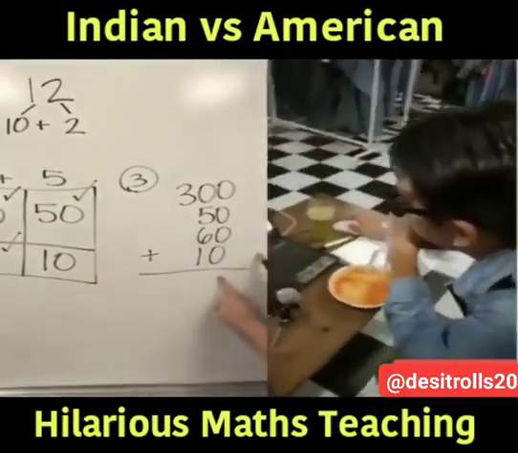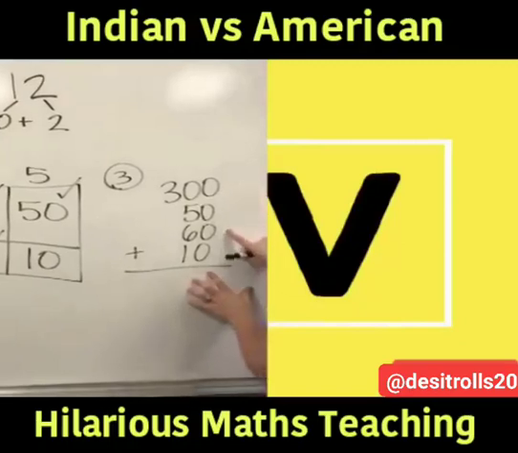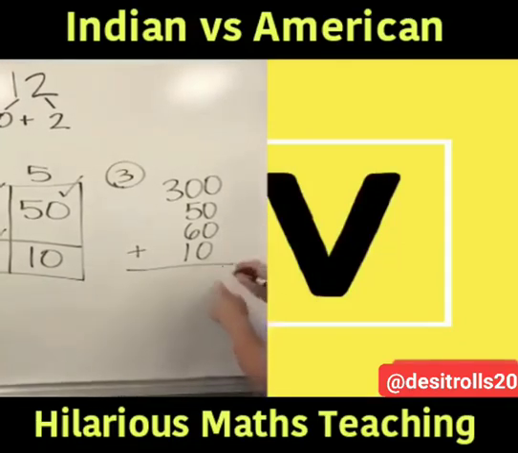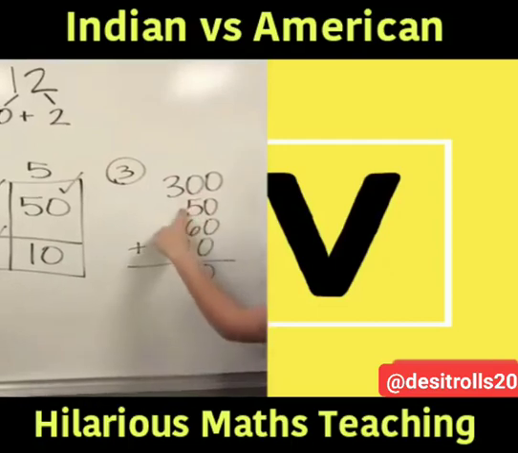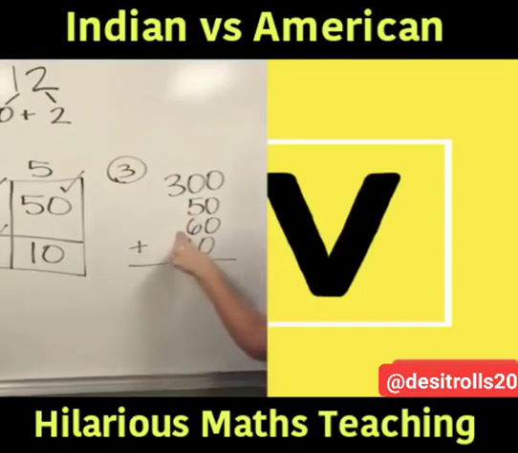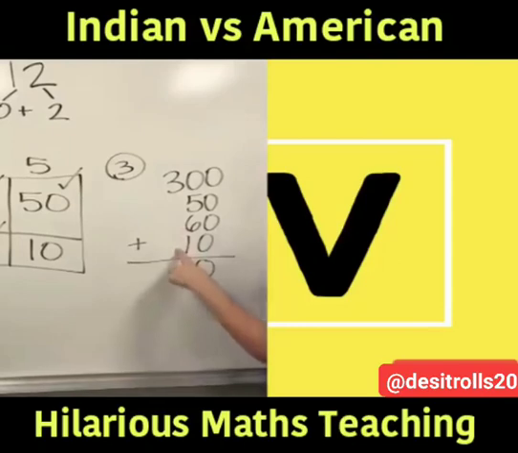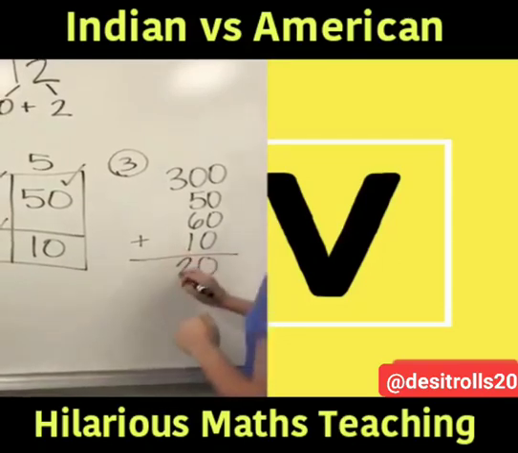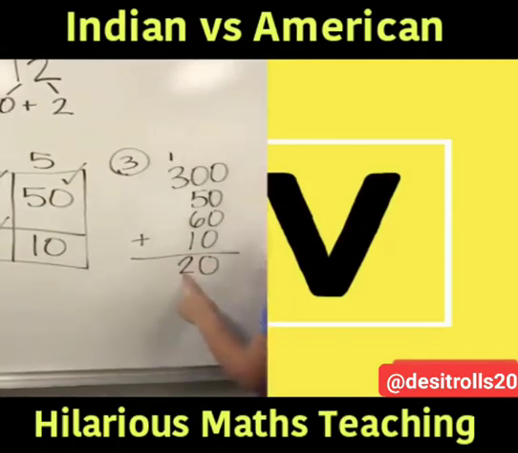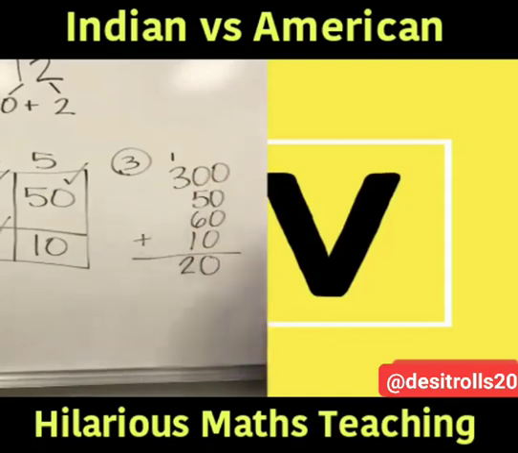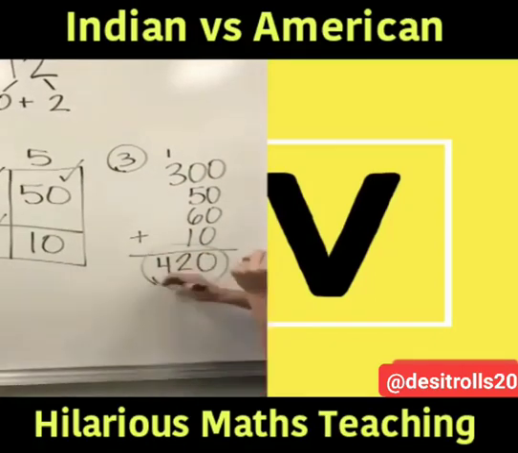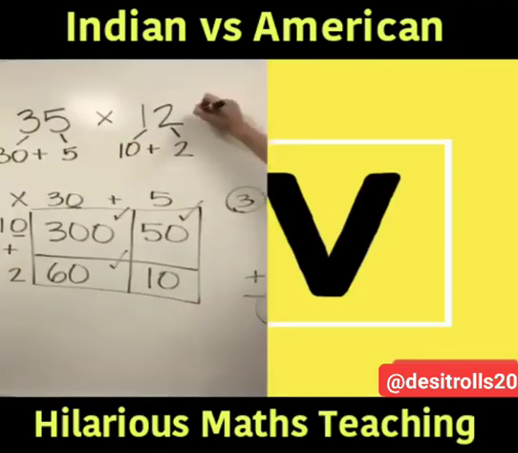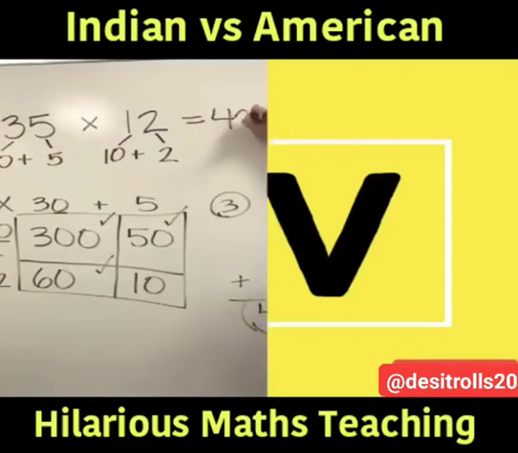Make sure you line up your places too. 0 plus 0 plus 0 plus 0, those are zeros all the way down, so 0. 0 plus 5 is 5. 5 plus 6 is 11. 11 plus 1 more is 12. Bring that 2 and carry that 100. 3 plus 1 is 4, and that is your answer. 35 times 12 equals 420.